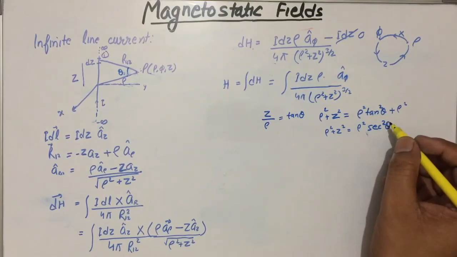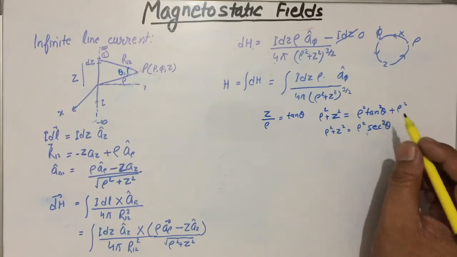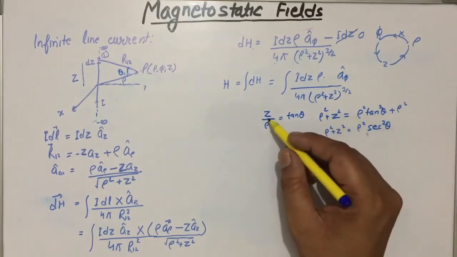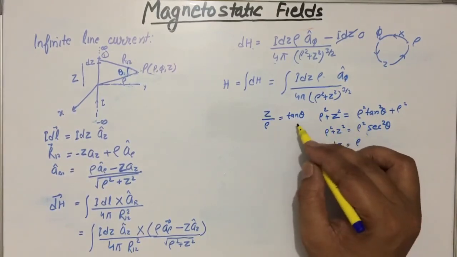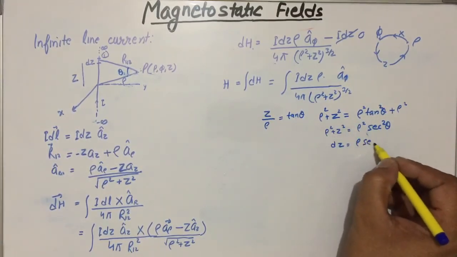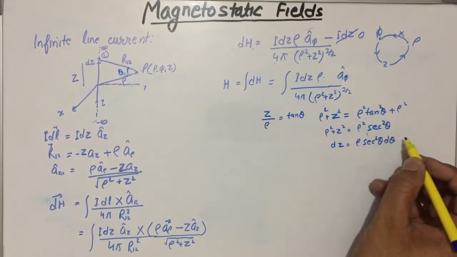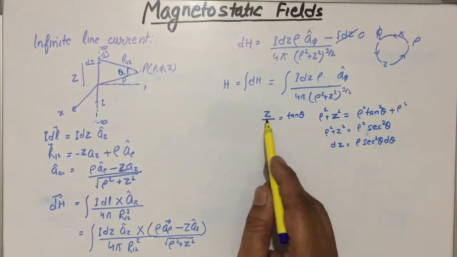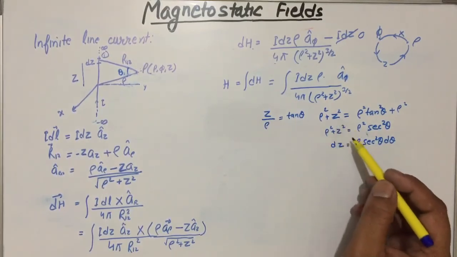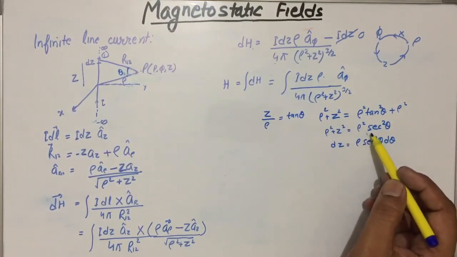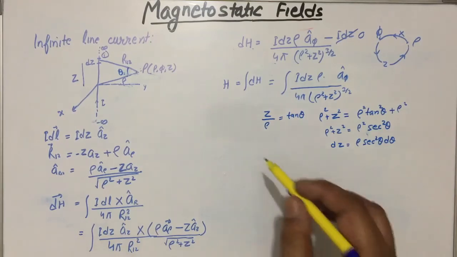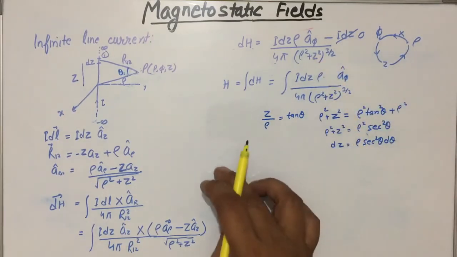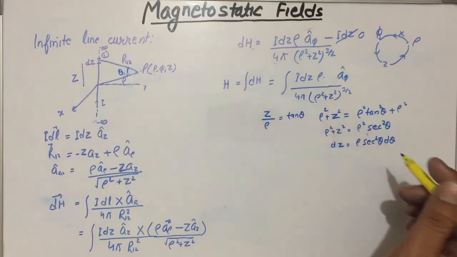And if we differentiate this, dz will be rho tan theta; the differentiation will give you rho sec square theta d theta. So the differentiation gives you dz, and for rho square plus z square you can get this. Here you have rho square plus z square and dz, two variables, you can put in this to find the complete H for the limit.